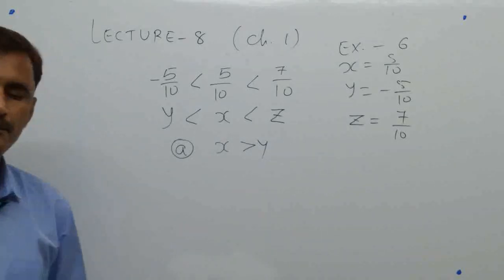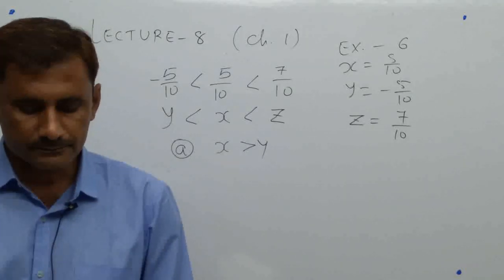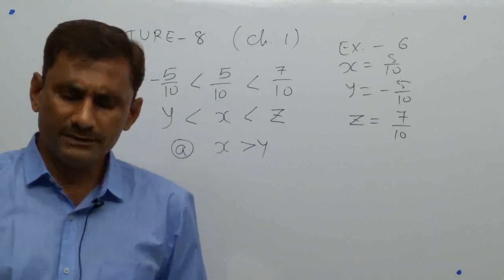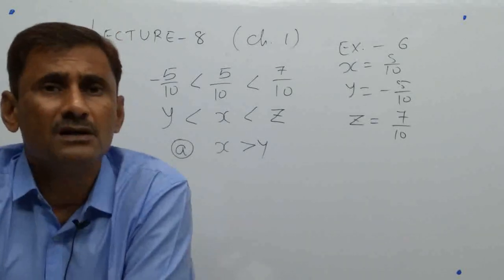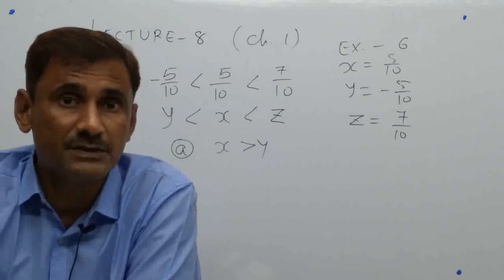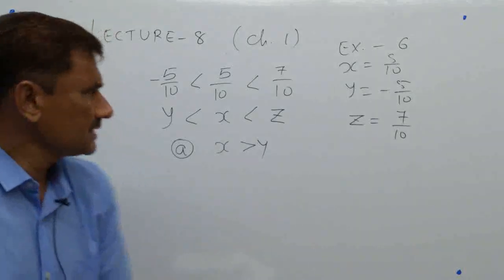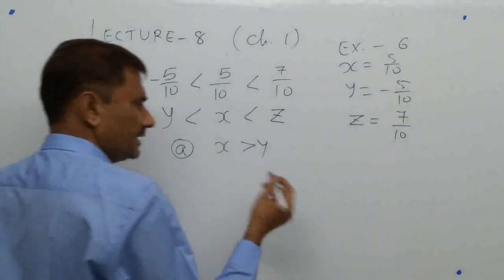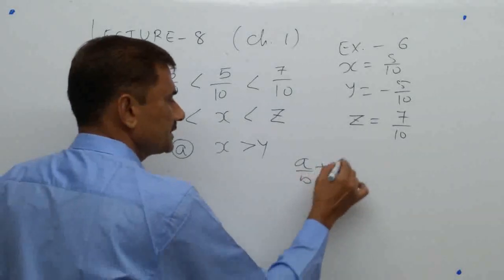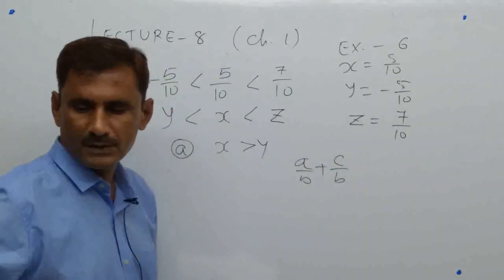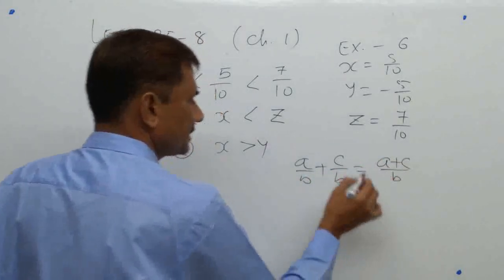Okay, now some more properties are given. Just look there. We will understand by example only, but concentrate on their statement right now. What is there when the denominators are the same? Obviously we know that. When the denominators are the same, they are saying a by b plus c by b. So we can write a plus c by b, because the denominators are already equal.